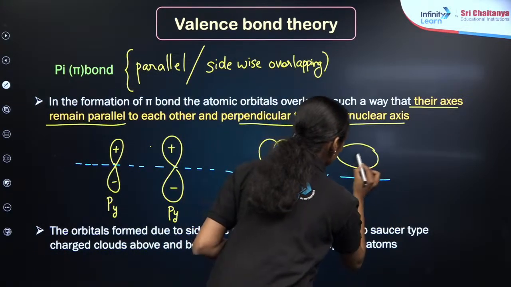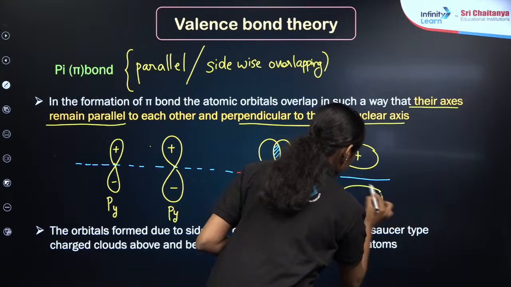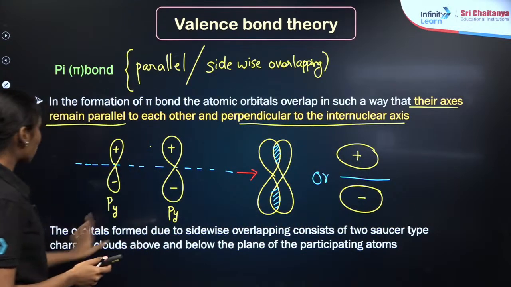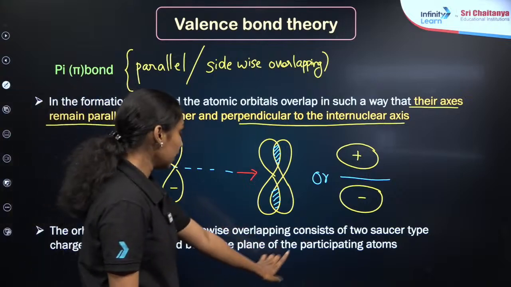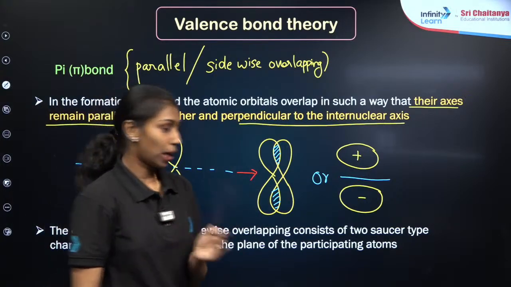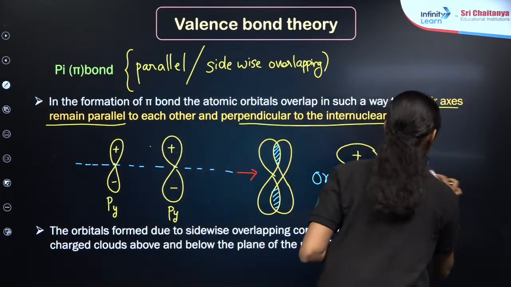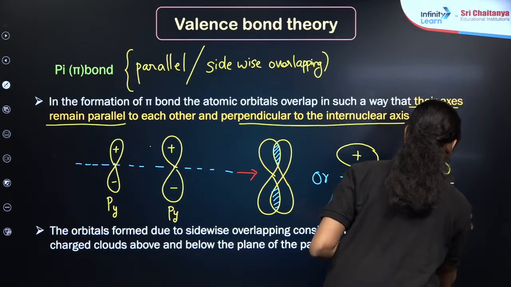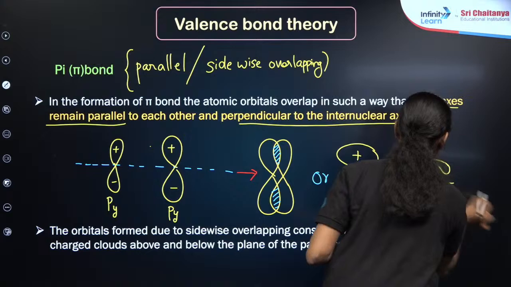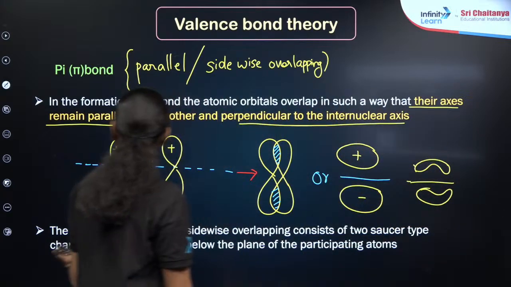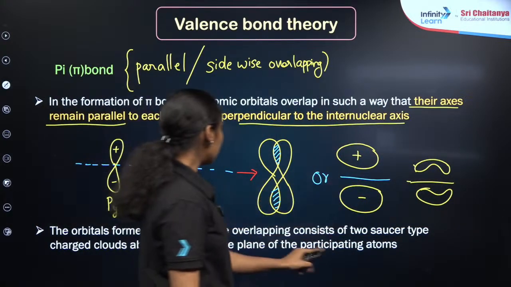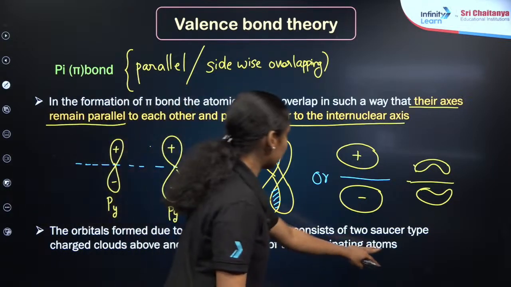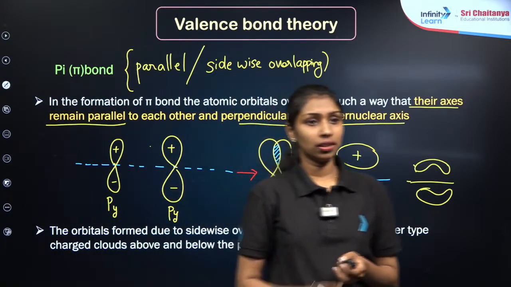I can represent this as an electron cloud having a positive sign and an electron cloud having a negative sign, which means that the orbitals formed due to sidewise overlapping consist of two saucer type clouds. We can draw it as two saucer types. This is the internuclear axis, with two saucer type charged clouds above and below the internuclear axis, above and below the plane of the participating atoms. Clear?